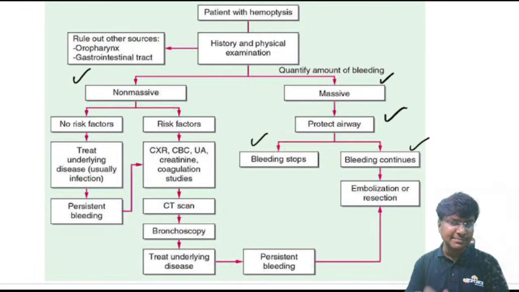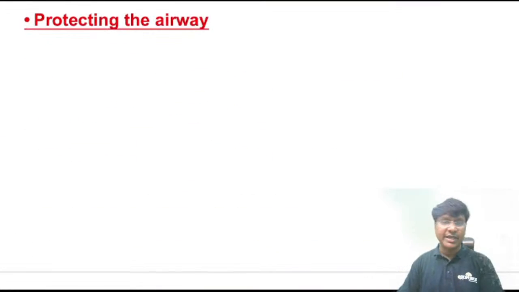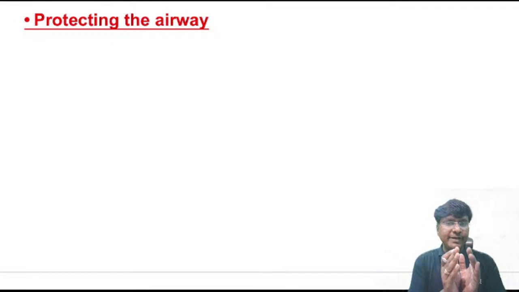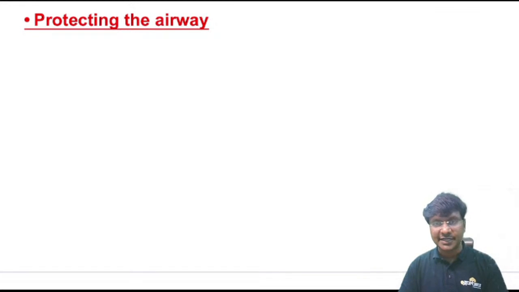First and foremost, what exactly do you mean by the word protecting the airway? Protecting the airway is nothing but, in case of massive hemoptysis, being able to make out from which side the bleeding is coming. You cannot tell from the history itself where exactly the site of bleeding is, which side the bleeding is on.